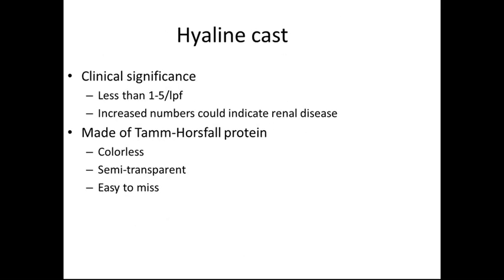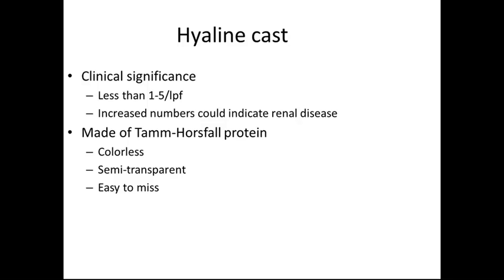So hyaline cast, which is the only cast that can be considered normal in its presence. Clinical significance: less than 1 to 5 on low power field is considered normal. Increased numbers could be an indication of renal disease. However, some things that can also increase hyaline casts are strenuous exercise, so those who run marathons, dehydration, heat exposure, and also emotional stress can increase the amount of hyaline casts seen.